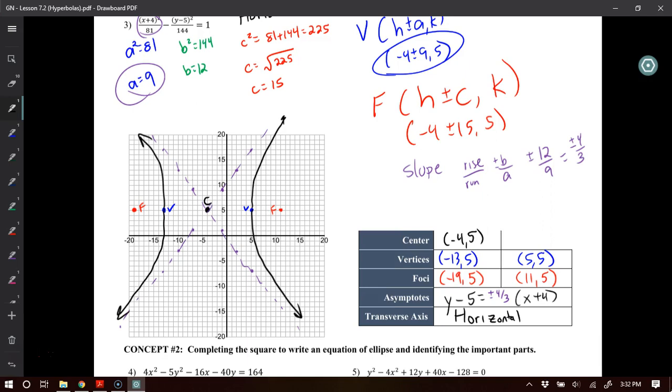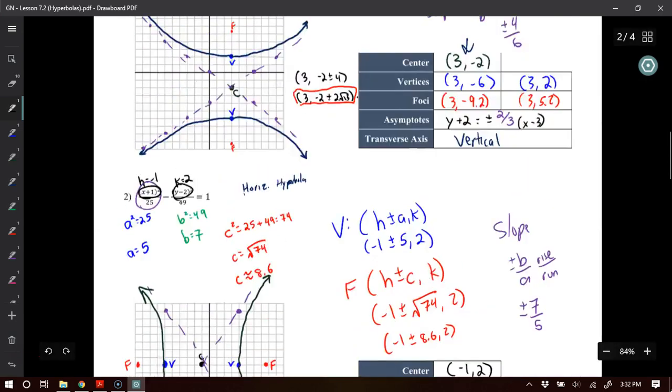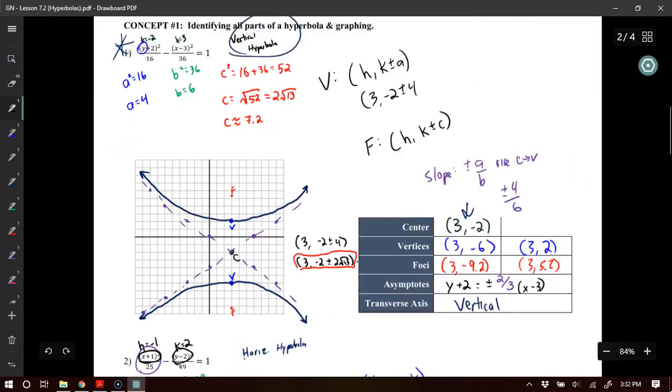That's concept one. Identify all the parts and graph. Now be careful, like we said, a squared for a hyperbola is different. It's always the denominator of the first fraction, but look at the formulas to help you. Please watch the other video.